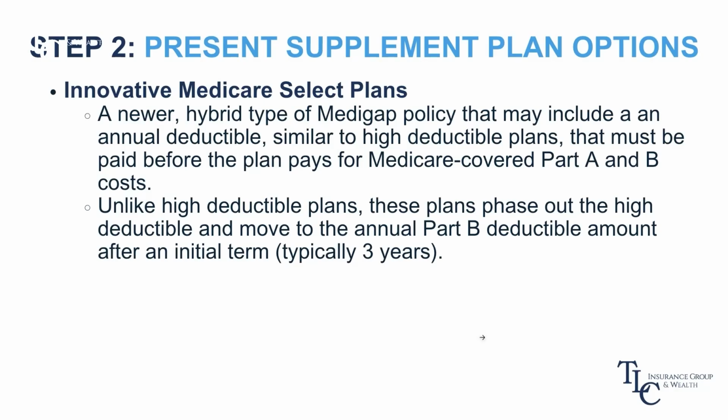So, pretty cool concept here, right? You're turning 65, you're generally healthy, you're going to live with a high deductible risk for maybe 3 years. And then after that, you're going to have a regular Plan G. So, again, when you go with an innovative Medicare Select Plan G, your premium is generally lower than a normal Plan G.